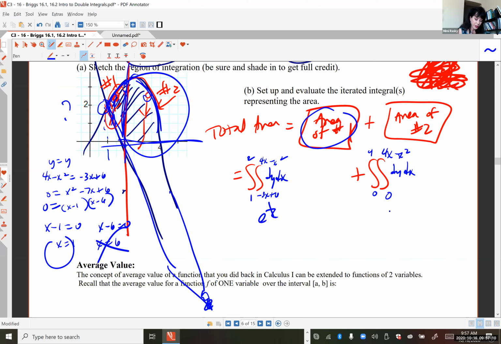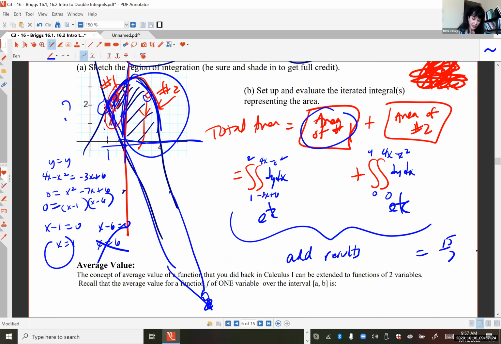Over here, you have to do that double integral, and then you go evaluate the other double integral, and then add the results. And I claim if you add the results, your final answer should be 15 halves. And that's the total area there. Okay, so sometimes you have to cut your region up to get it to work.